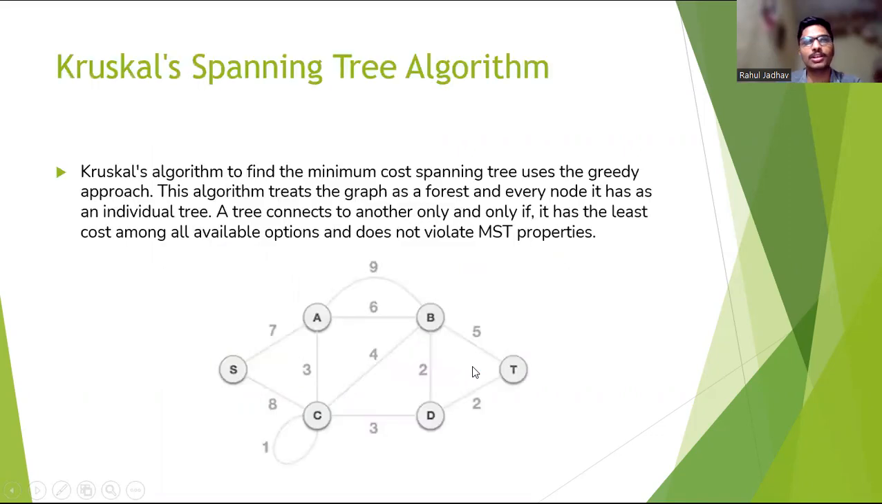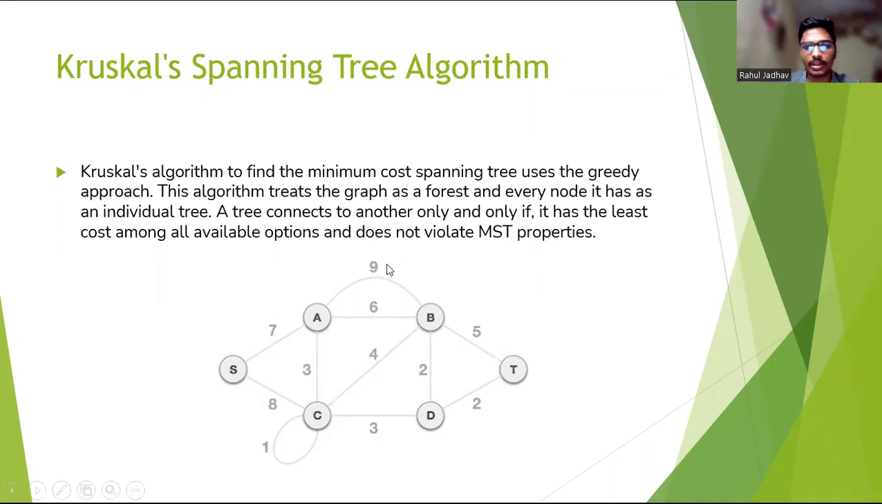The next algorithm is Kruskal's spanning tree algorithm. Kruskal's algorithm to find the minimum cost spanning tree uses the greedy approach. This algorithm treats the graph as a forest, and every node is an individual tree. A tree connects to another only if it has the least cost among all the available options and does not violate the MST properties, the minimum spanning tree properties.